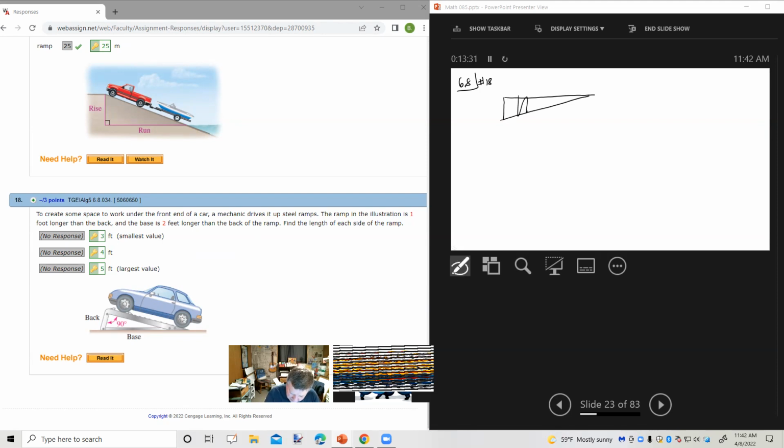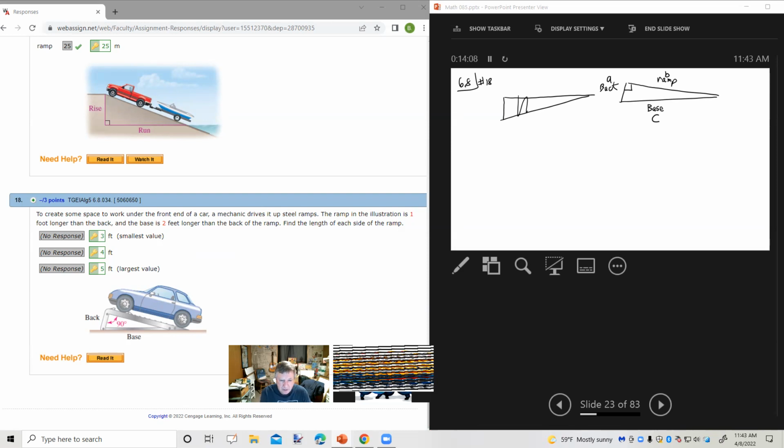Let's see. So we've got this, and then that's a right angle. So this is your right angle. Okay, this is the base. This is the back. So then, let's see, this must be the ramp by process of elimination, okay? But what's A, B, and C? C, the hypotenuse, is the long side, so that's going to be the base, and then the other two are going to be A and B.